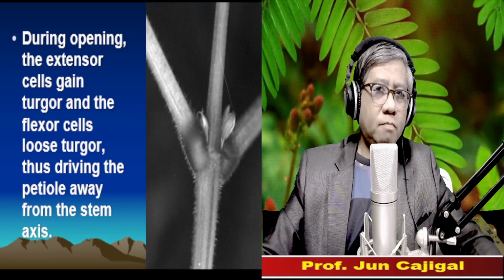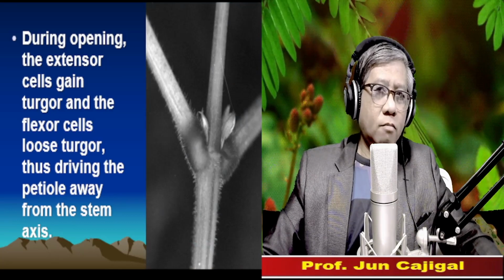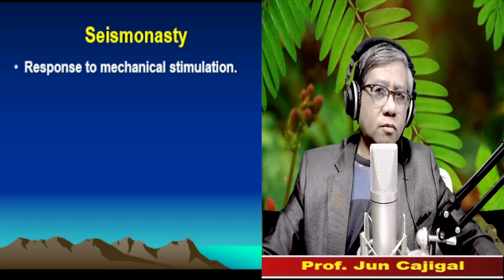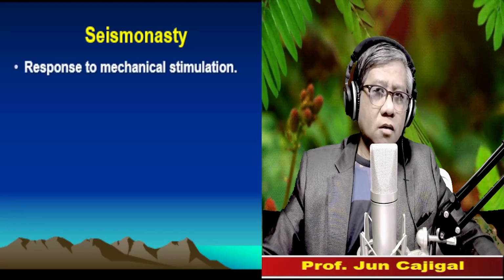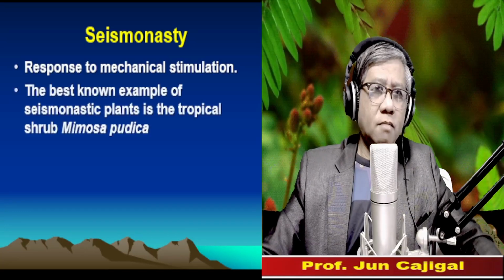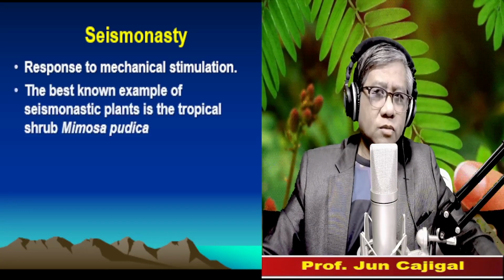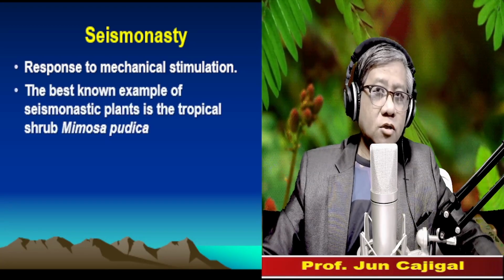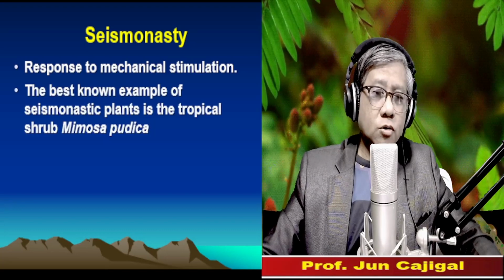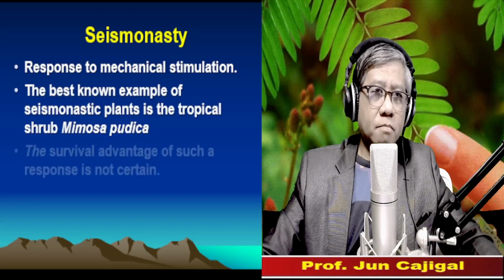Now another example of nastic plant movement is known as seismonasty. What is seismonasty anyway? Seismonasty in plants is the response to mechanical stimulation. And do you know what the best example of a seismonastic plant is? The tropical shrub Mimosa pudica, also known as the Makahiya plant.